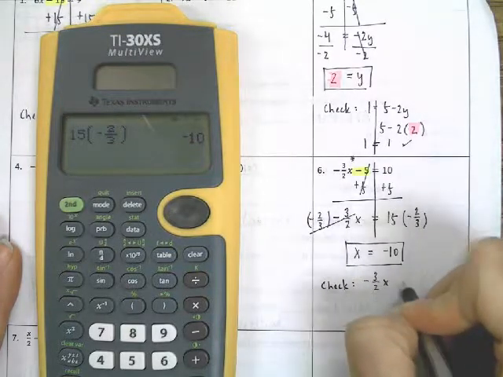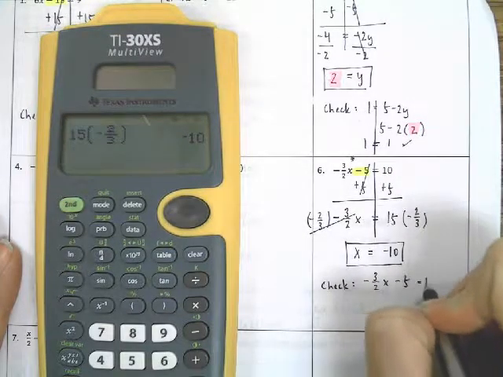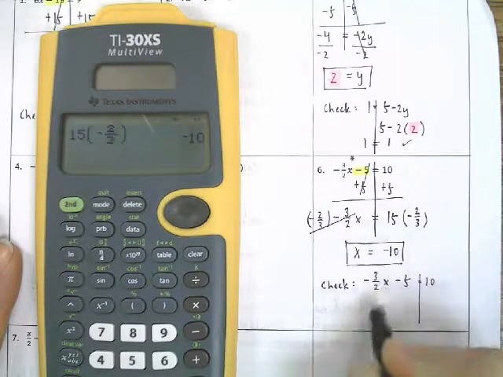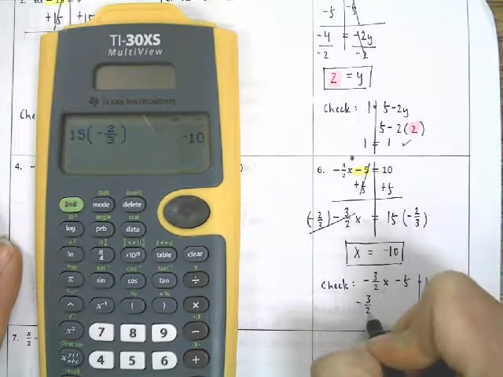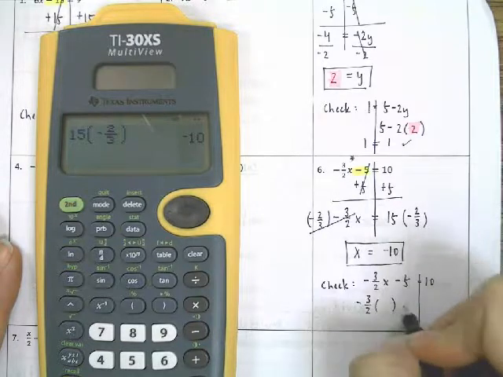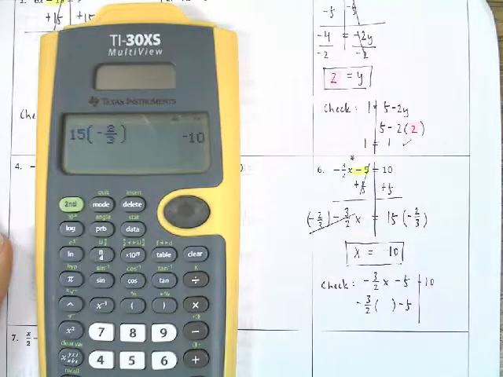Negative 3 over 2 times x minus 5 is equal to 10. So I'm going to go here, negative 3 over 2. I'm going to give myself a space for that x, and then subtract 5.